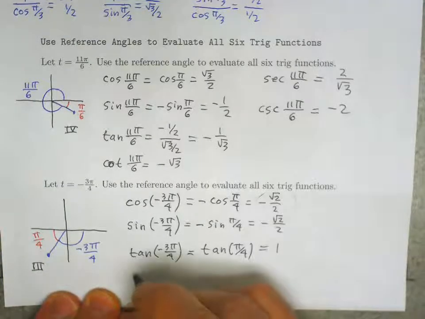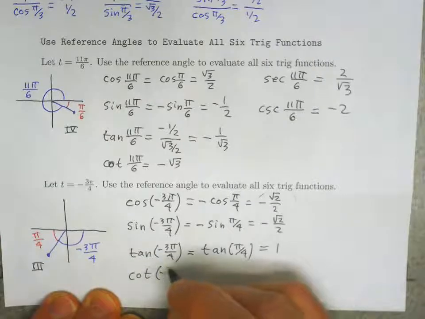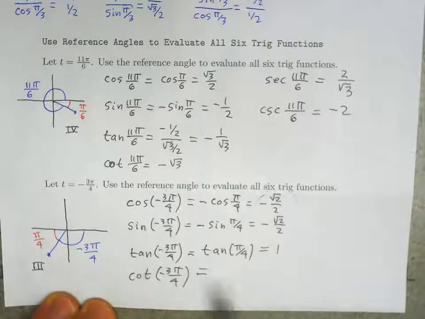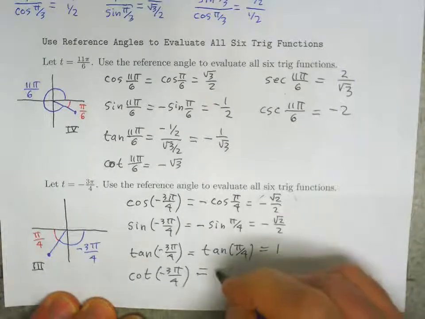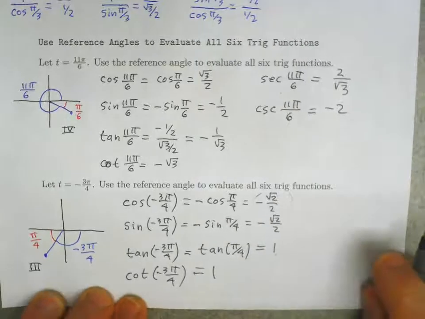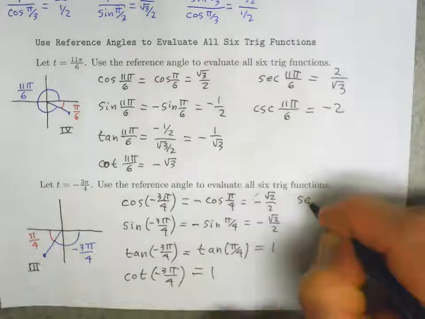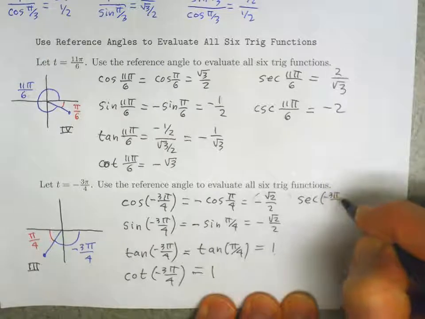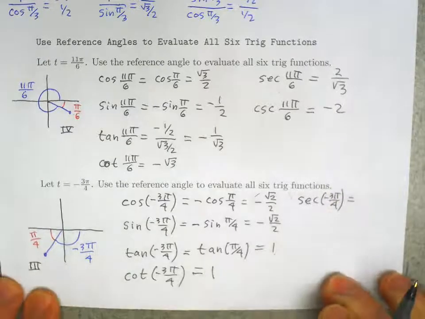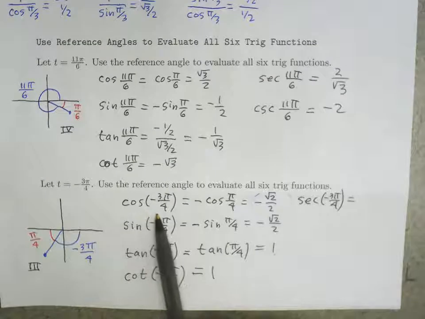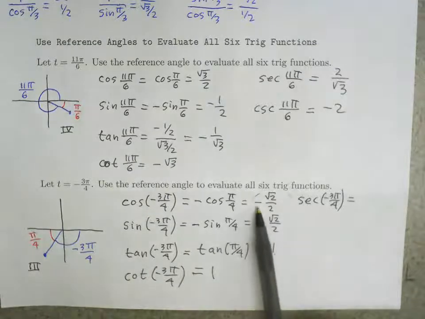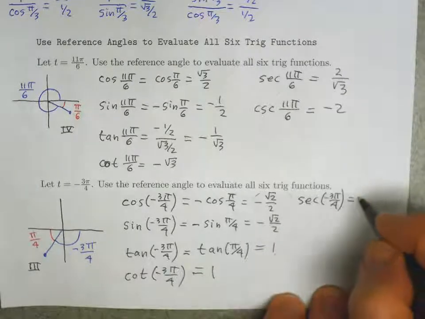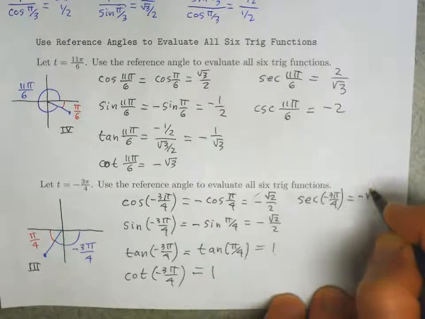Okay, 3 more. Cotangent of negative 3 pi over 4. That's the reciprocal of tangent of negative 3 pi over 4. The reciprocal of 1 is 1. And then secant of negative 3 pi over 4. That's the reciprocal of cosine of negative 3 pi over 4. So the reciprocal of negative square root of 2 over 2 is 2 over the square root of 2, but it's just negative. That simplifies to negative square root of 2.